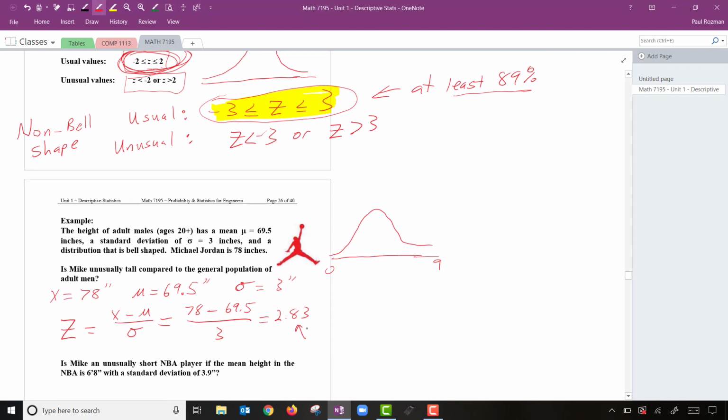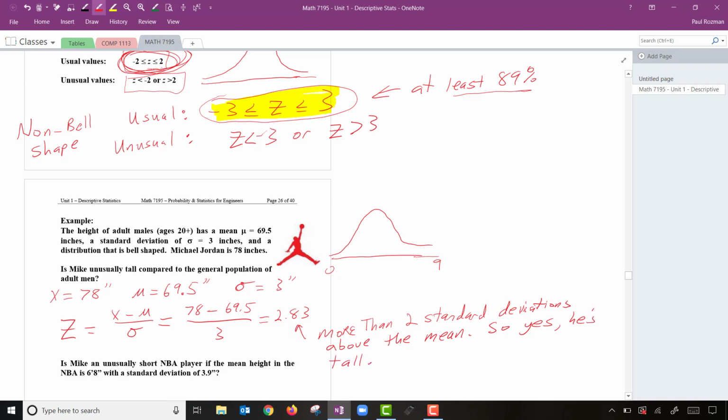This value is more than 2 standard deviations above the mean. So, yes, he's tall.